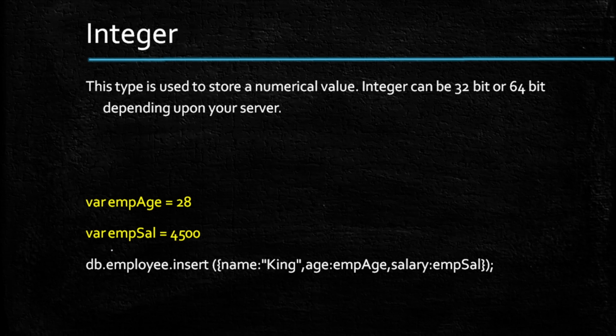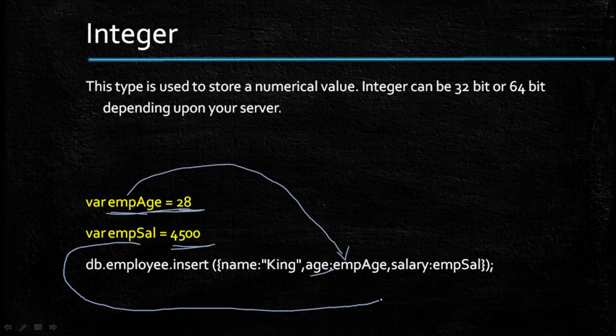Now we will move to our next data type, integer. This data type is used to store numerical values. Integers can be 32-bit or 64-bit depending upon your server. In this case, I have created two variables, employee age, and I have assigned some integer value. Similarly, I have created another variable, employee salary, and I have also assigned a numeric value only, and those variables are used in our document to insert the data into our collection. Employee age is the age of the employee. Similarly, employee salary is the salary of the employee.